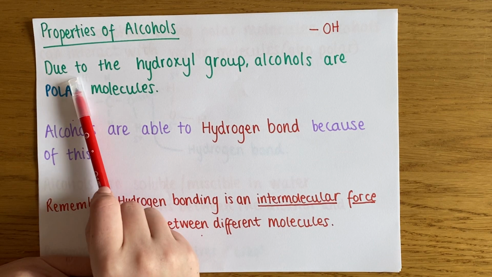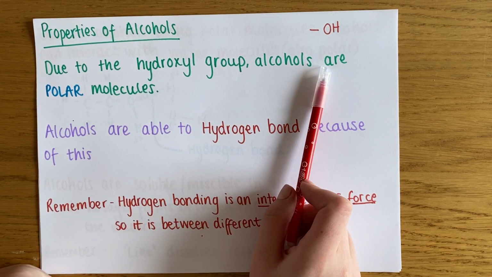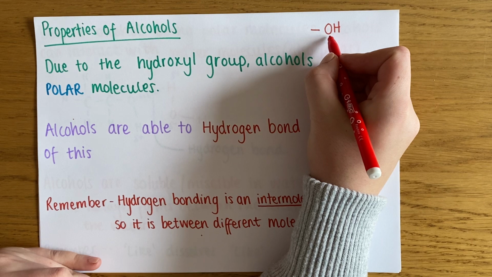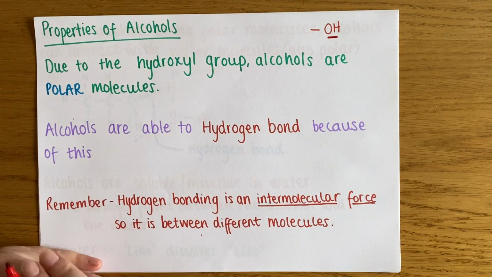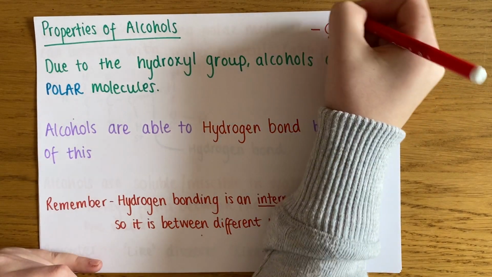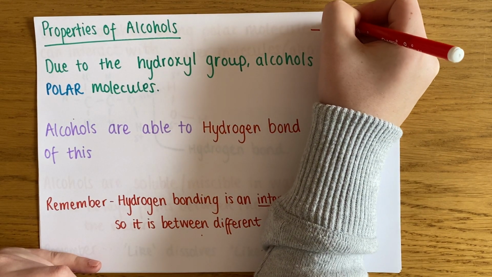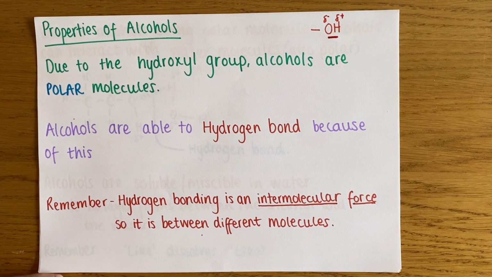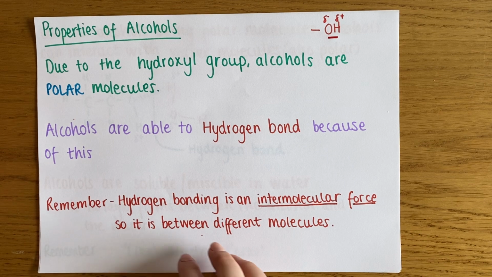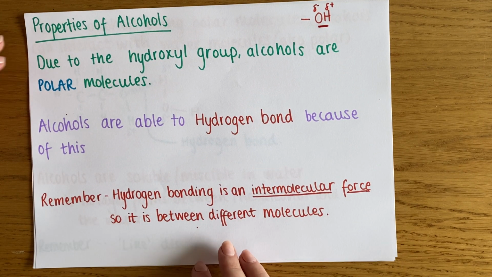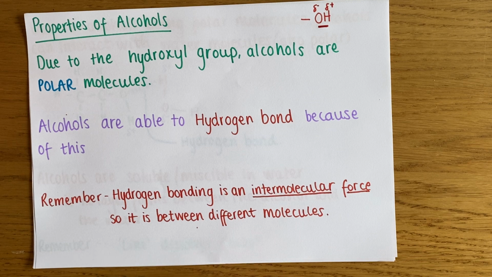Okay, so first of all, alcohols are polar molecules. Polar molecules because there's going to be a difference in electronegativity between your oxygen and your hydrogen. Okay, so your oxygen is going to be delta negative and your hydrogen is going to be delta positive. Okay, so because of this, and you have oxygen present bonded straight to a hydrogen, your alcohols can participate in hydrogen bonding.